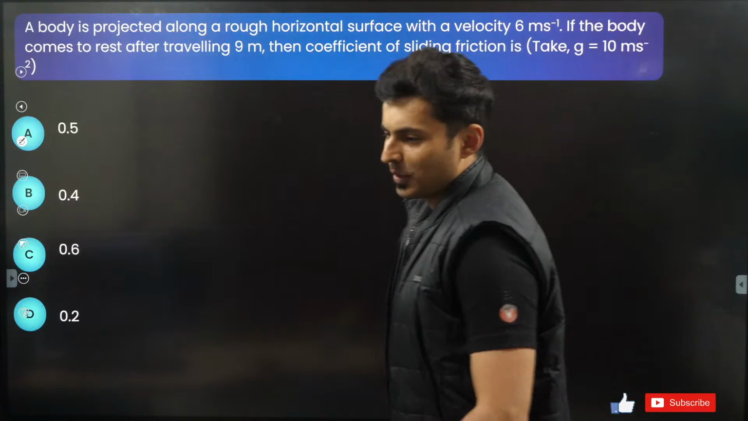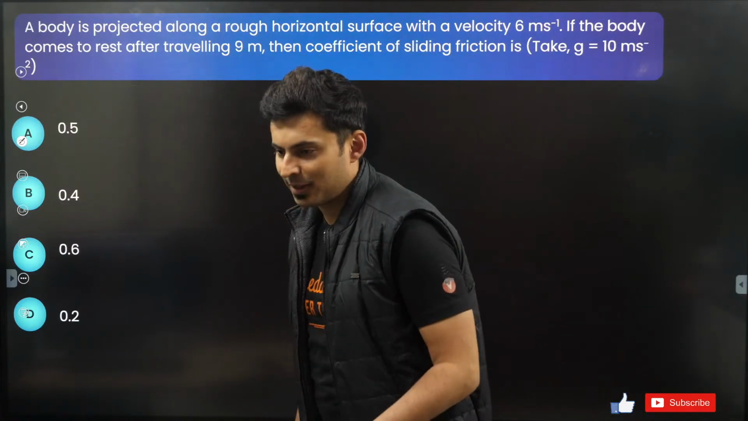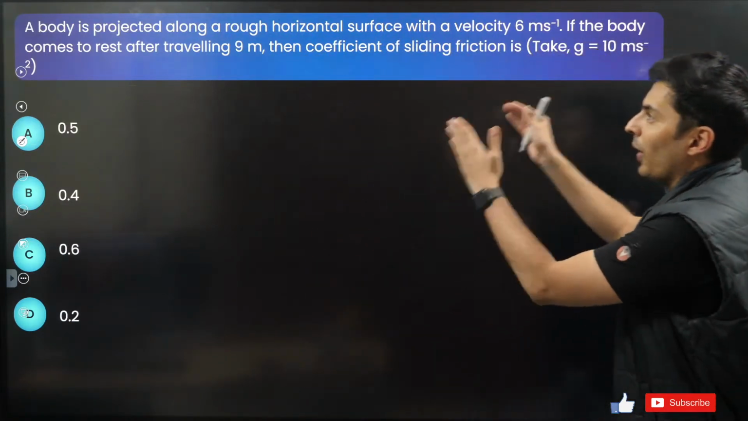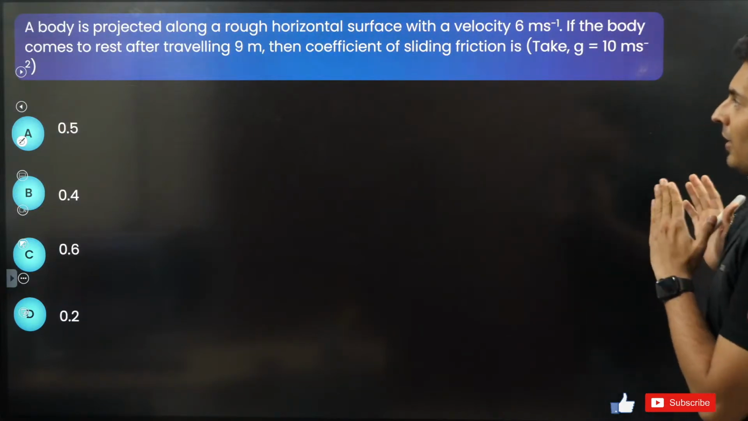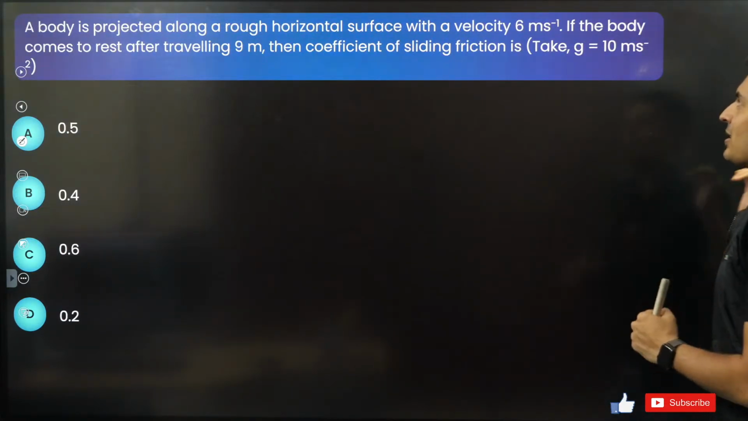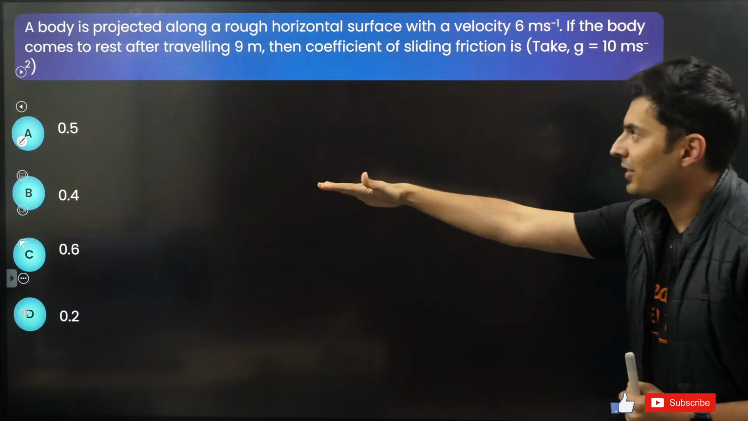Here's the next question up on your screen. No dimension. Very good, Sandhya. A body is projected along a rough horizontal surface with speed 6. Body comes to rest after traveling 9 meters.